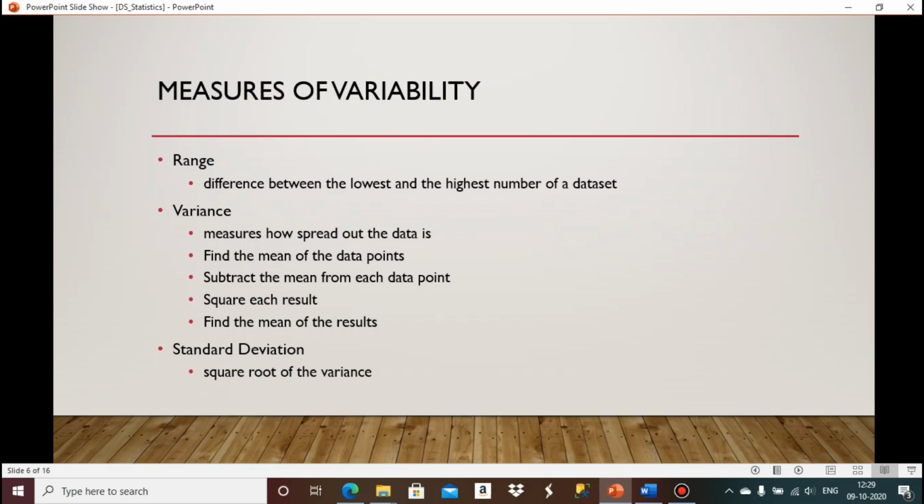Next comes variance. What is variance? It is the measurement of how spread out the data is. So when the data set is there, whether the data points are very close to each other or there is a lot of distance between them. Maybe from 1 to 100, if I select say 4 numbers, 51, 52, 53, 54, they are very close to each other, right?